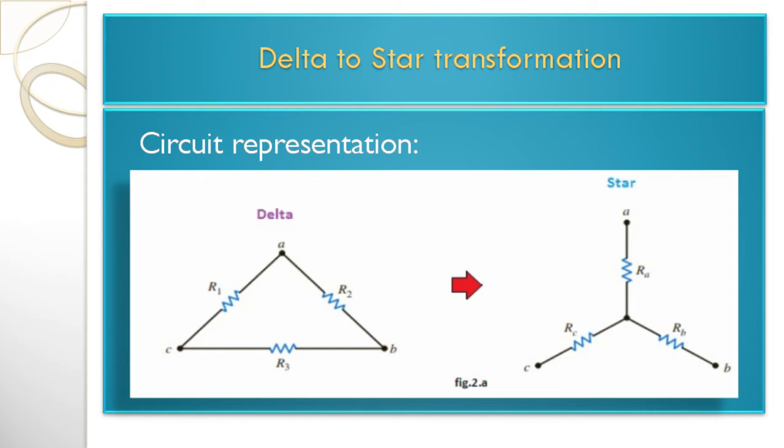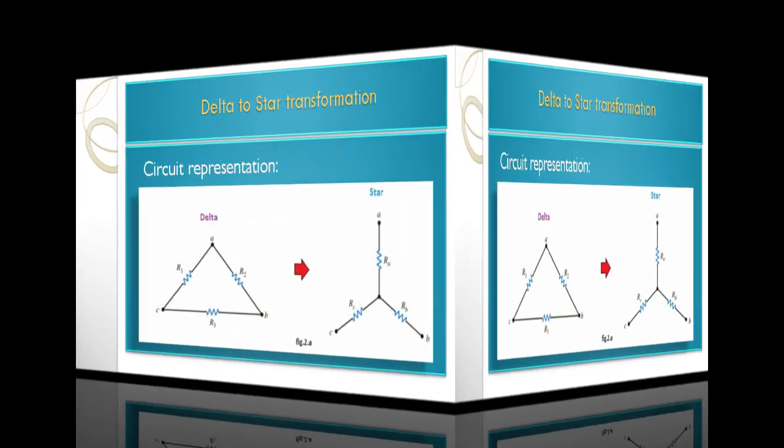Here again we labeled the star network terminals A, B, C and connected resistances: between terminals A and B, resistors RA and RB; between terminals B and C, resistors RB and RC; and between terminals C and A, resistors RC and RA respectively. This means we have to perform transformation of a delta network into a star network, or transformation of a delta circuit into a star circuit.